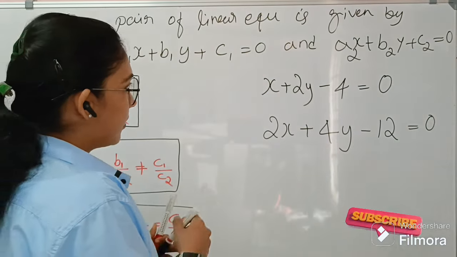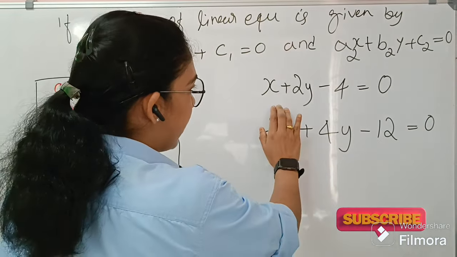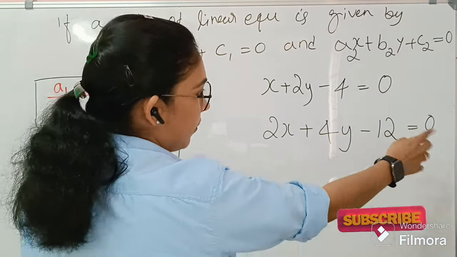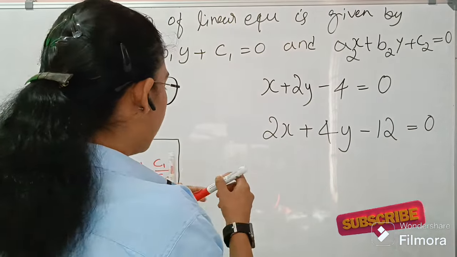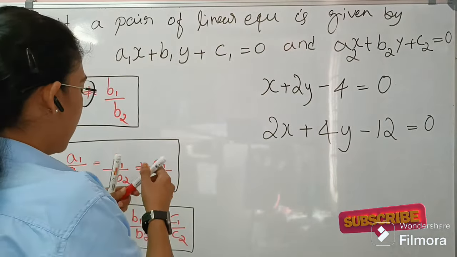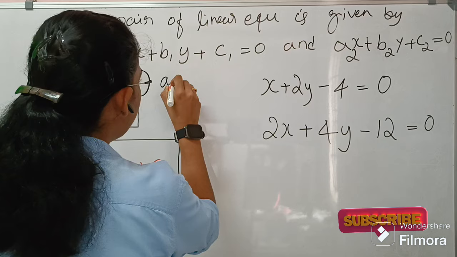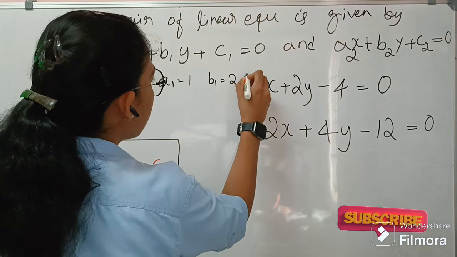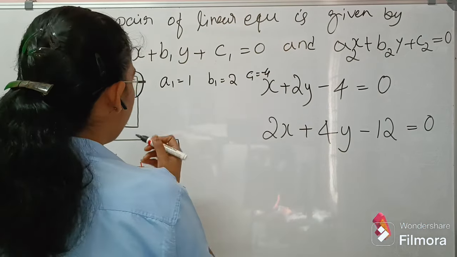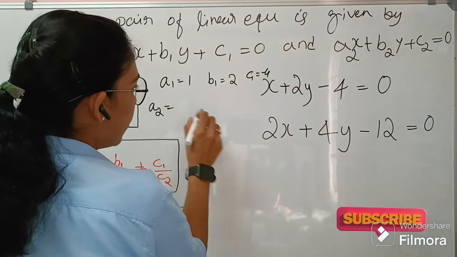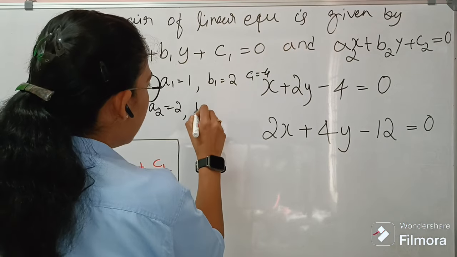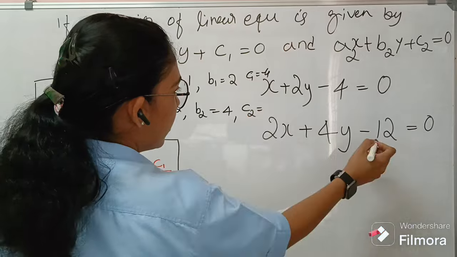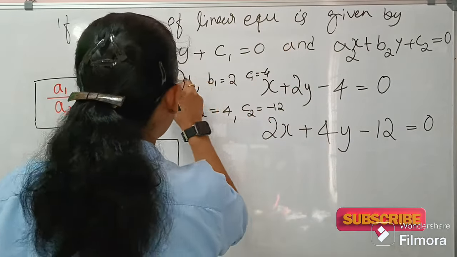Okay, so first this is an example, that is x plus 2y minus 4 is equal to 0 and 2x plus 4y minus 12 is equal to 0. So we have to write a1, b1, c1, etc. So a1 is equal to 1, b1 is equal to 2, c1 is equal to minus 4. Okay, then what is a2? a2 is equal to 2, b2 is equal to 4 and c2 is equal to minus 12.